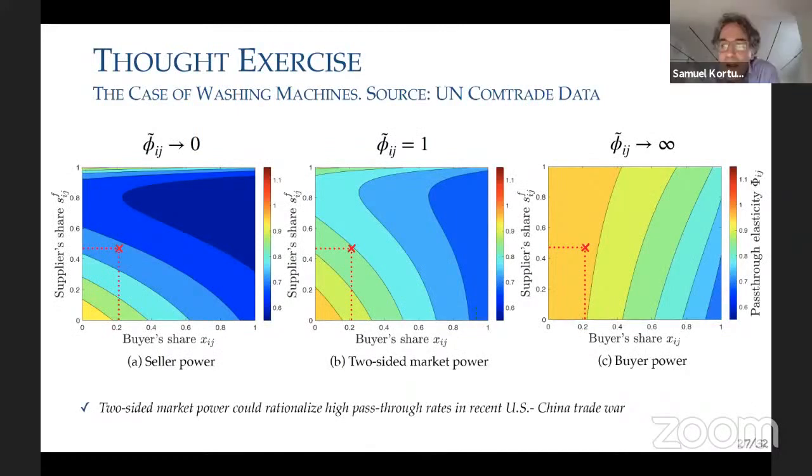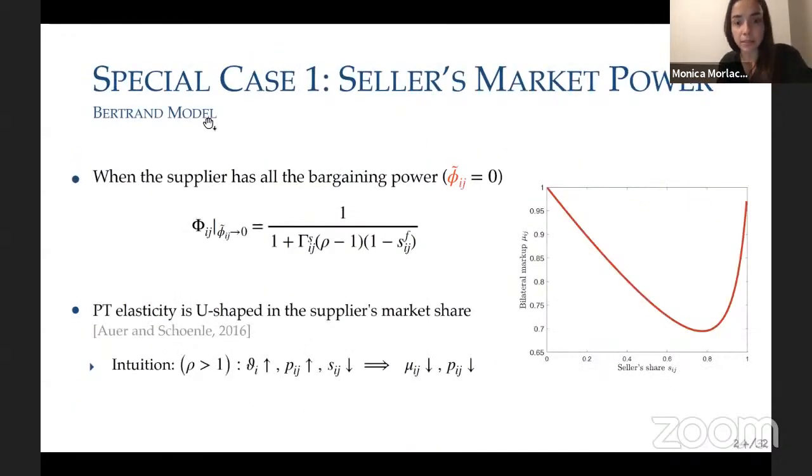Yeah, why is the right one orange, so almost 100% pass-through, and the left one very low pass-through? Okay, so in this case it would be full seller power. So the bargaining power is concentrated on the seller. The only force at play is that when a tariff shock hits, the seller is going to adjust the markup downward in order to avoid the buyer switching away from that firm. This is basically the standard force.